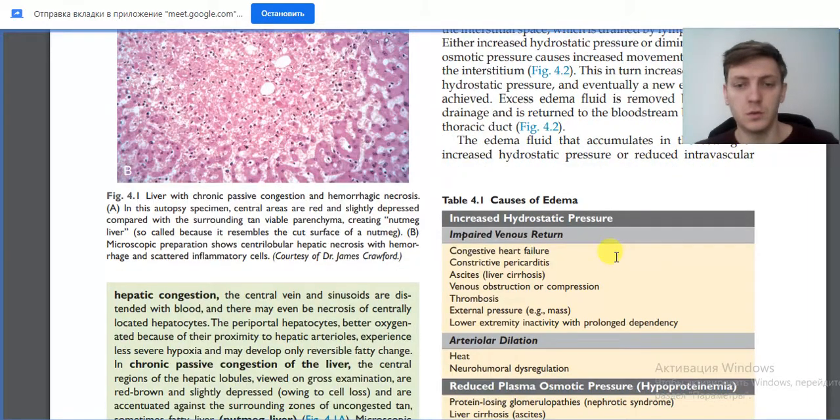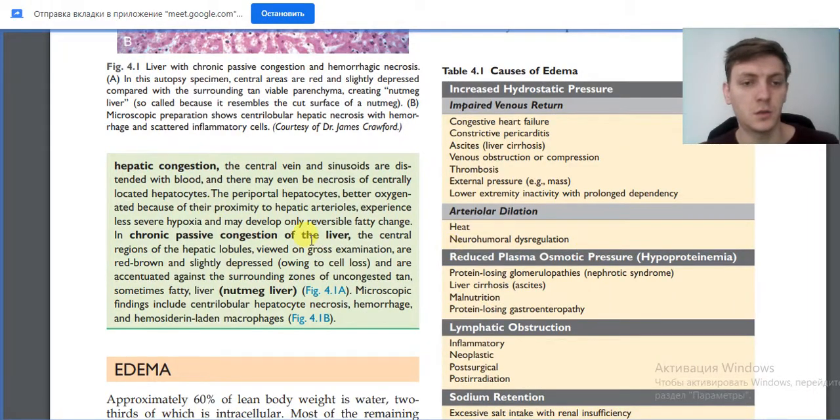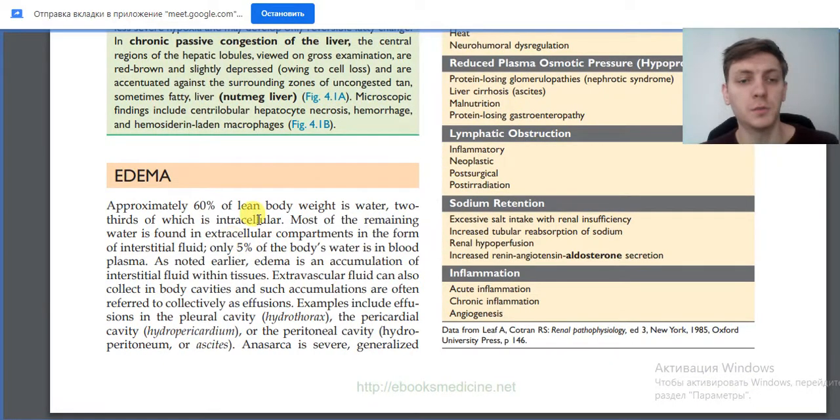So let's talk about edema. Approximately 60% of lean body weight is water, two-thirds of which is intracellular. Most of the remaining water is found in extracellular compartments in the form of interstitial fluid. Only 5% of the body's water is in blood plasma. As noted earlier, edema is an accumulation of interstitial fluid within tissues.